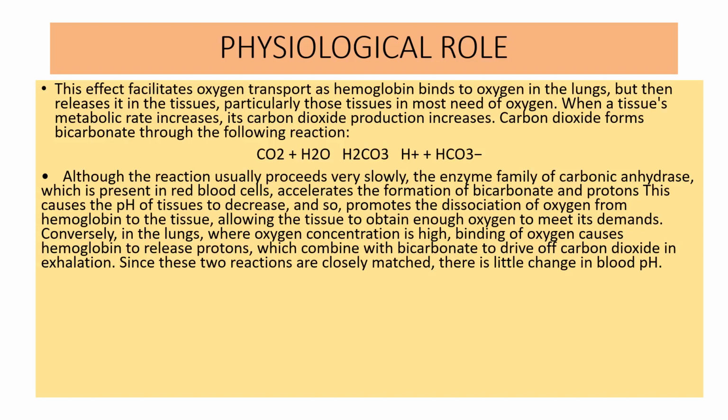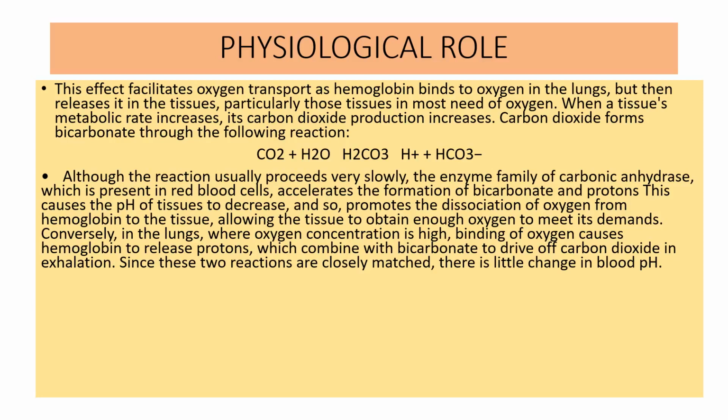Although the reaction usually proceeds very slowly, the enzyme family of carbonic anhydrase, which is present in the RBC, accelerates the formation of bicarbonate ion and proton. This causes the pH of the tissues to decrease and so promotes the dissociation of oxygen from hemoglobin to the tissues, allowing the tissues to obtain enough oxygen to meet their demands.